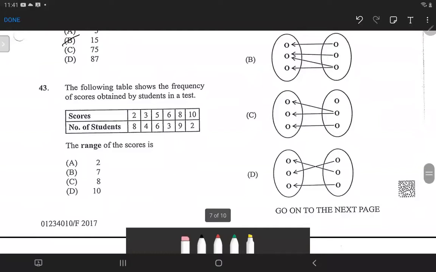The following table shows the frequency of scores obtained in a test. The range of scores is, well, recall that the range is the biggest value minus the smallest value, which is exactly 8.